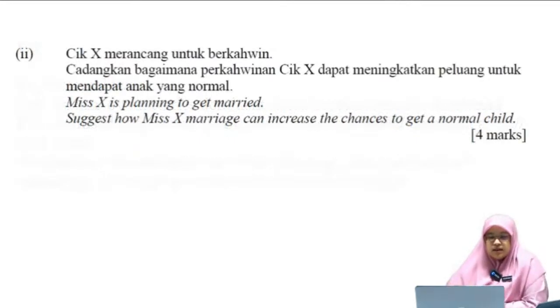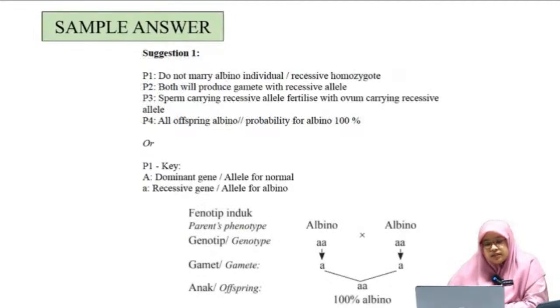Second question, Miss X is planning to get married. Suggest how Miss X can increase the chances of getting a normal child. Miss X is albino, and now she wants to get a normal child. So there are 3 suggestions here.